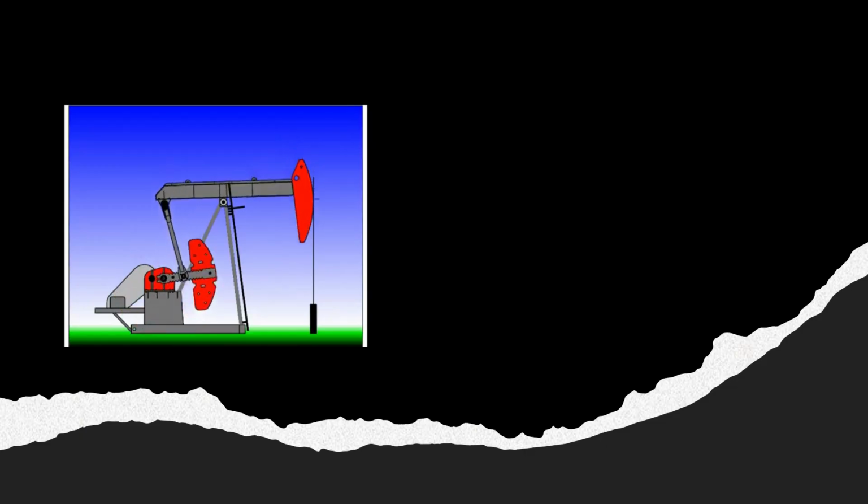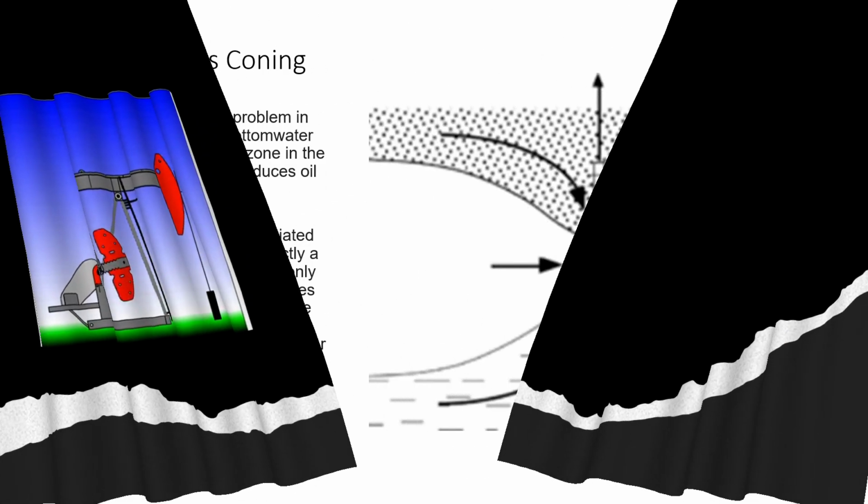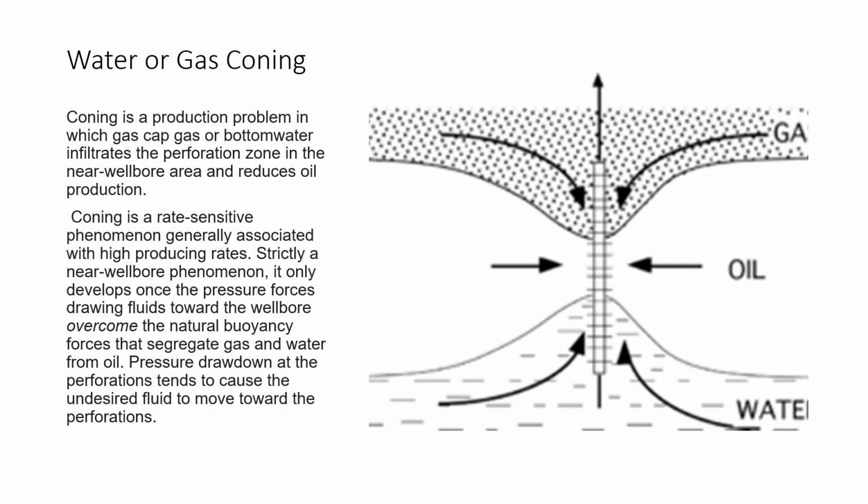An approximate theory of water coning and oil wells. Water or gas coning. Coning is a production problem in which gas-cap gas or bottom water infiltrates the perforation zone in the near wellbore area and reduces oil production.